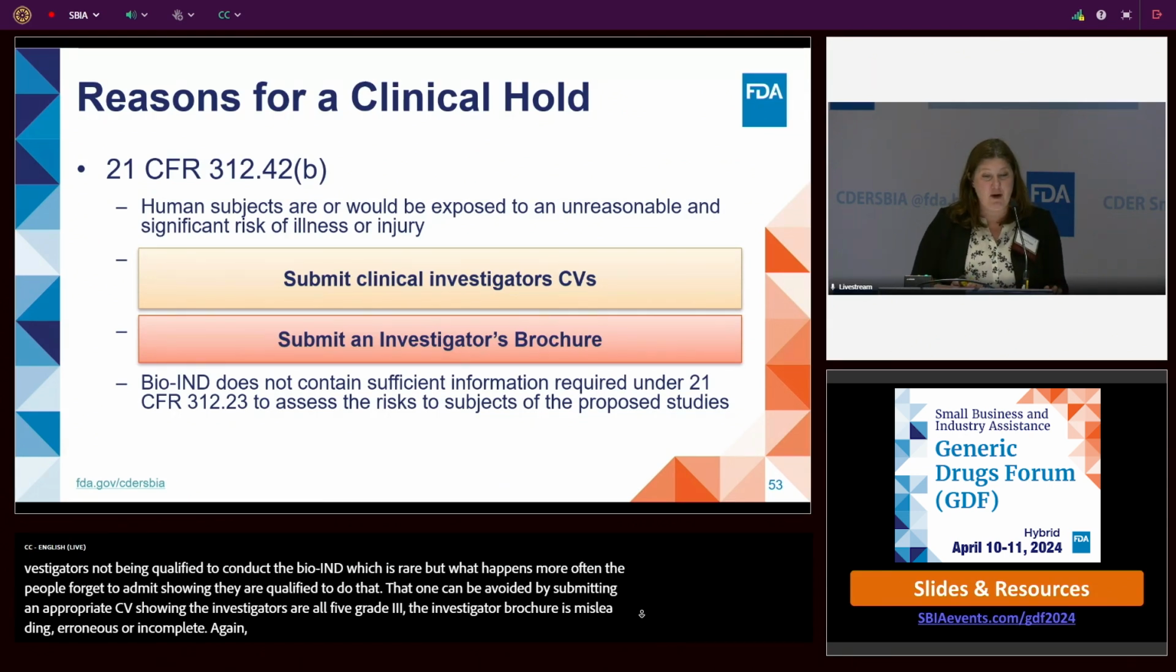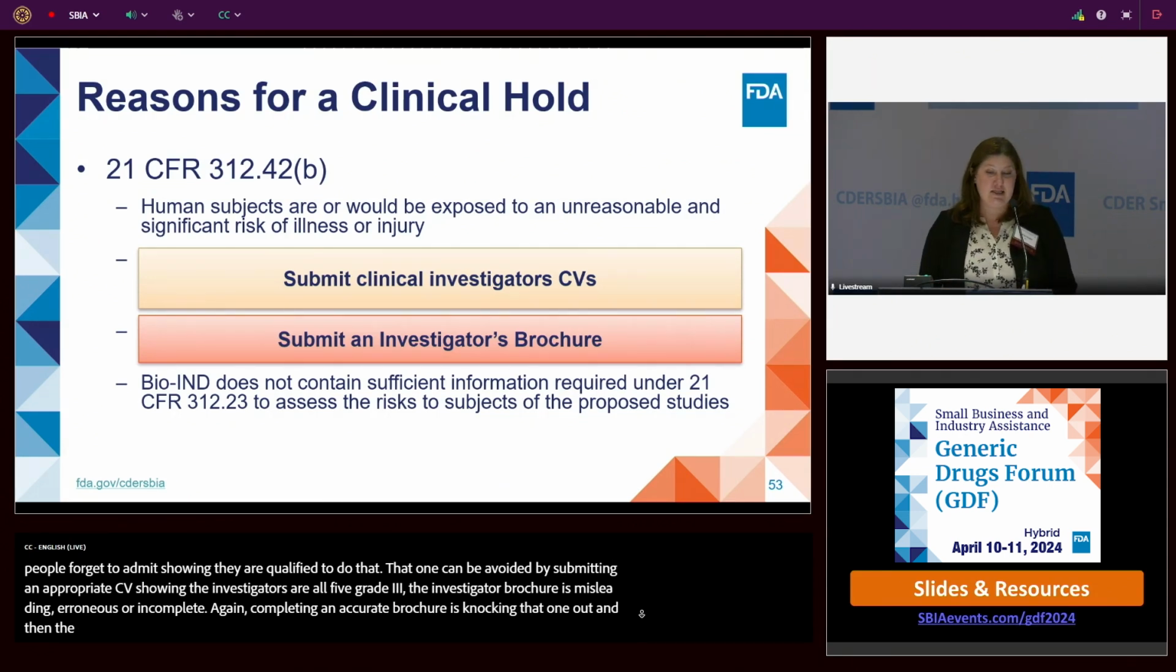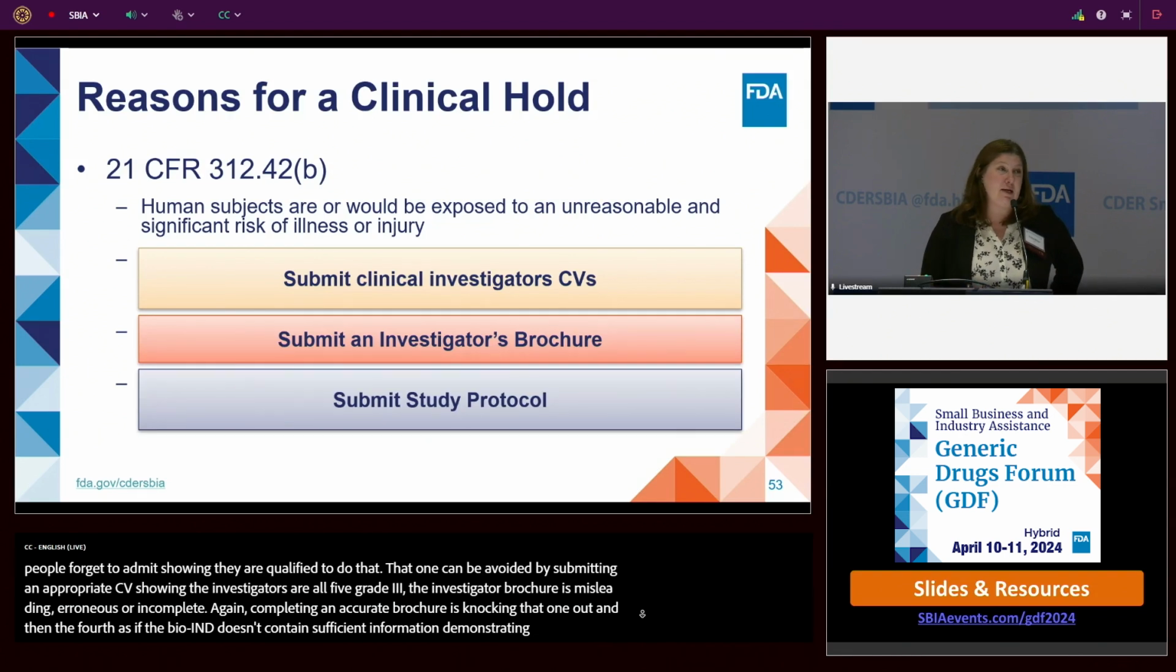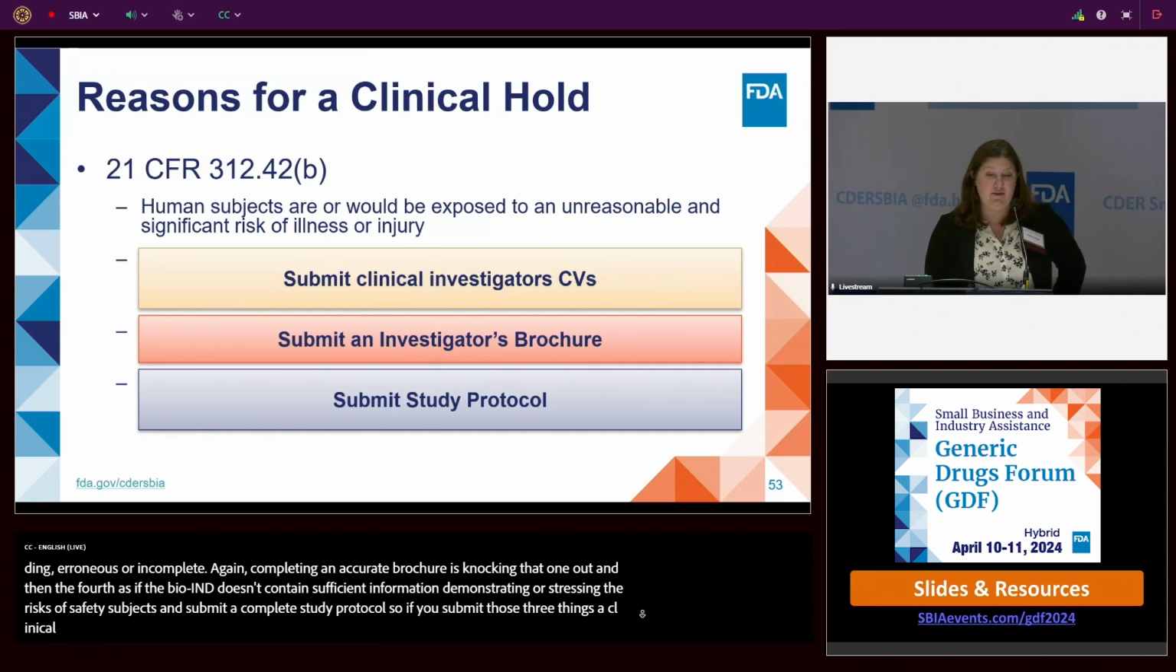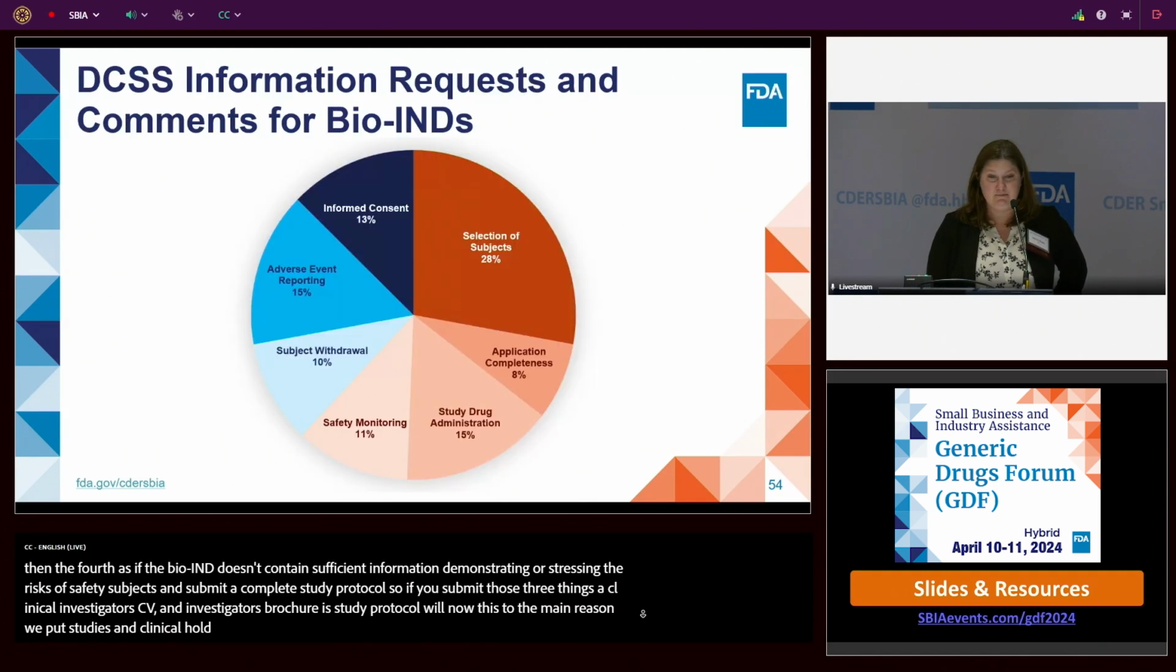And then the 4th one is that the Bio-IND doesn't contain sufficient information to assess the risks of safety to the subjects, and again, submit a complete study protocol. So if you submit those 3 things, a clinical investigator CV showing they're qualified, a complete and accurate investigator's brochure, and a study protocol, that's really going to narrow this mostly down to the main reason we put studies on clinical hold, which is significant risk or injury to the subjects.